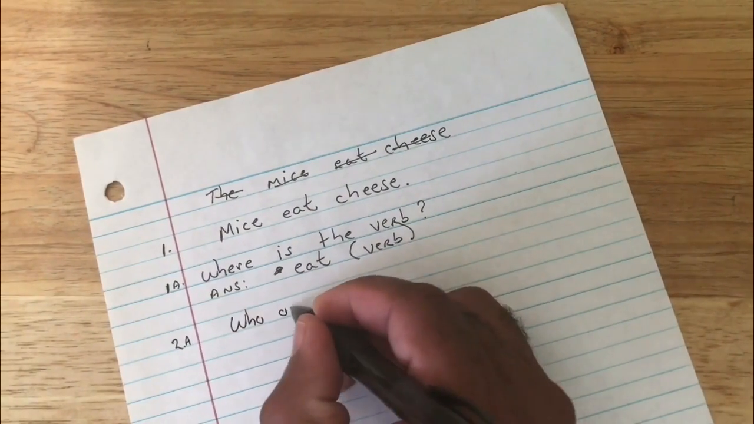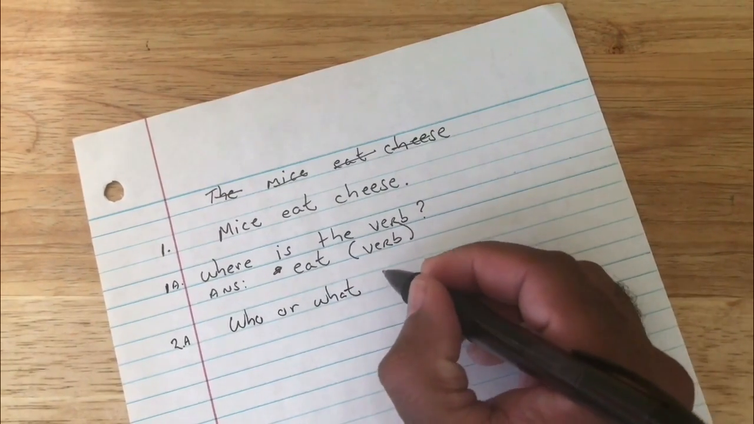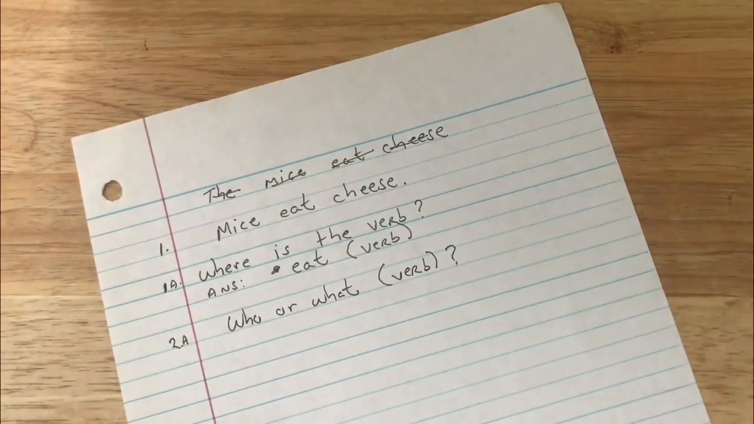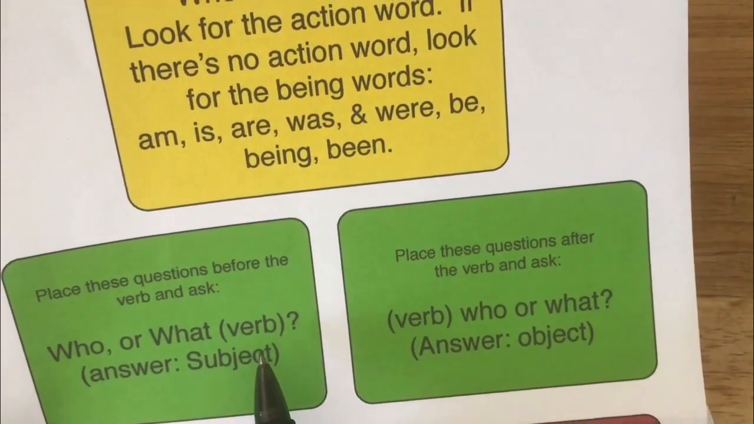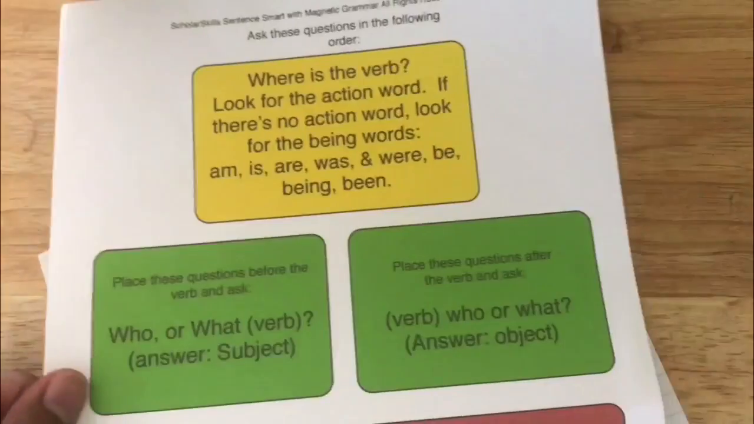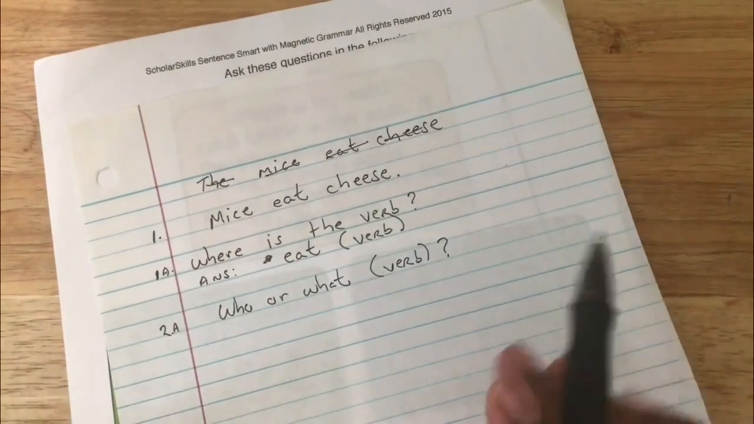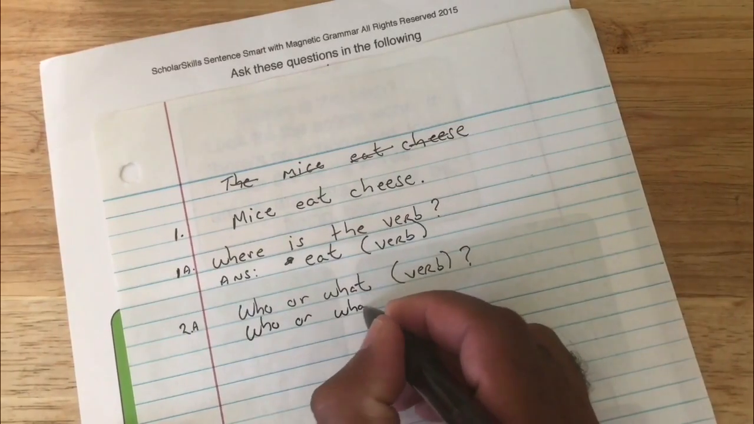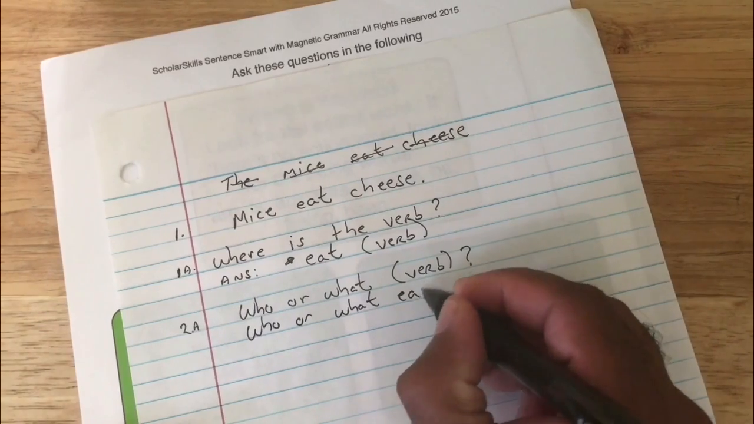Who or what verb? And notice I'm going to try to write it out just the way it is here. Okay, who or what? And then I'm going to replace this verb with the actual verb. So instead of just saying who or what verb, I'm going to write again, who or what, and now I'm going to put the actual verb, eats, right?